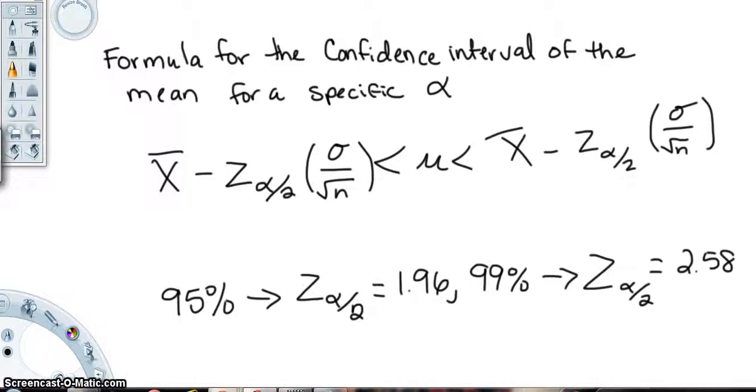So the formula for the confidence interval of the mean for specific alpha is written as x bar minus z sub alpha divided by 2 times sigma divided by the square root of n, remembering that sigma is your population standard deviation, divided by the square root of n, your sample size, is less than mu, is less than x bar plus z sub alpha over 2 times sigma over the square root of n.